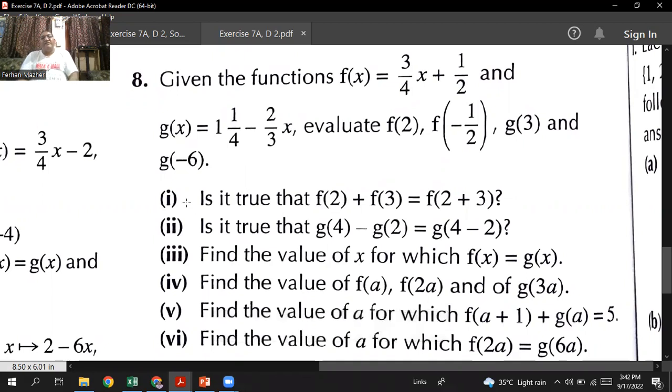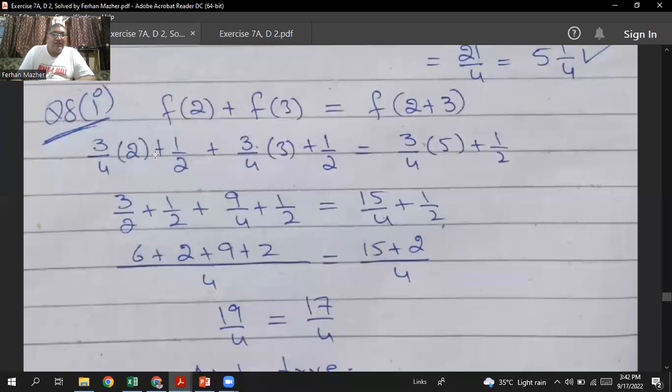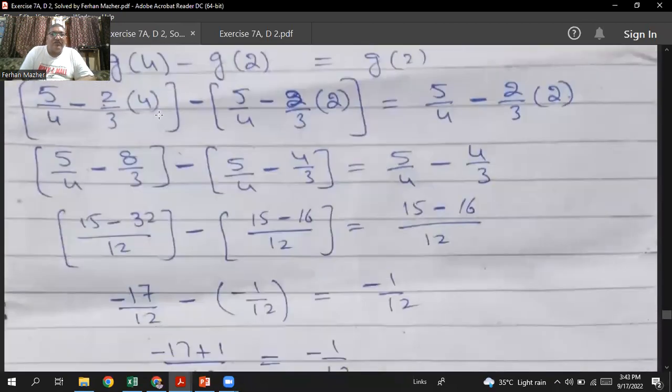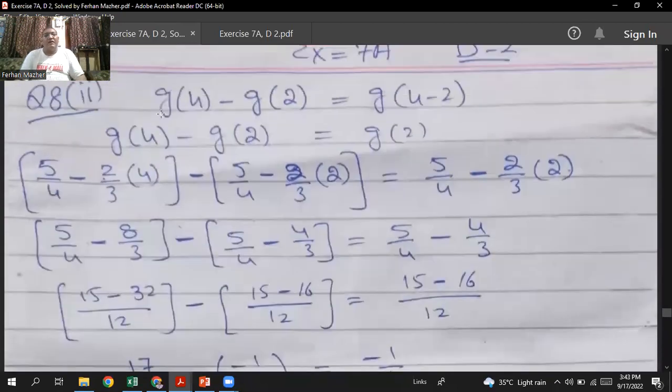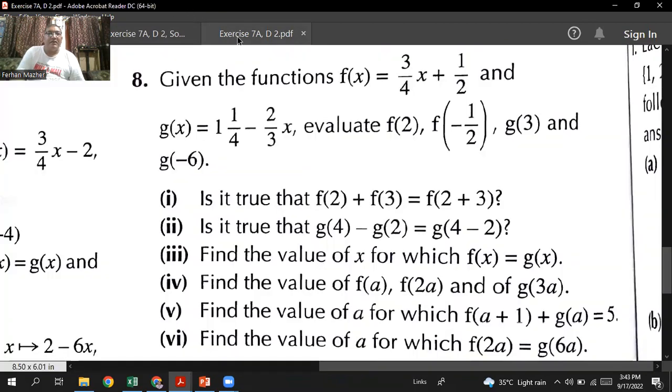The question is: find the value of x for which f of x is equal to g of x. Okay, so f of x is equal to g of x. Very simple. Second part. Sorry, we have not done the second part yet.